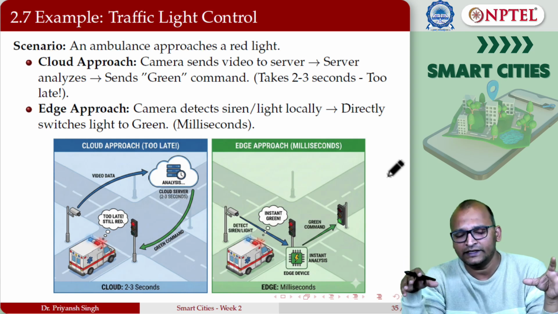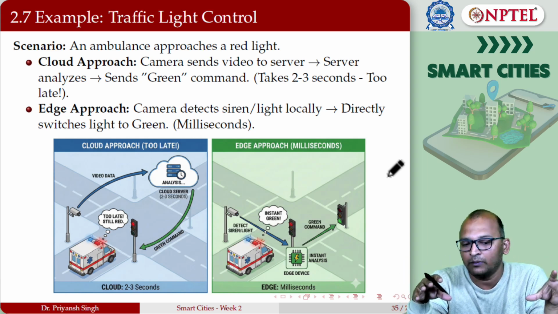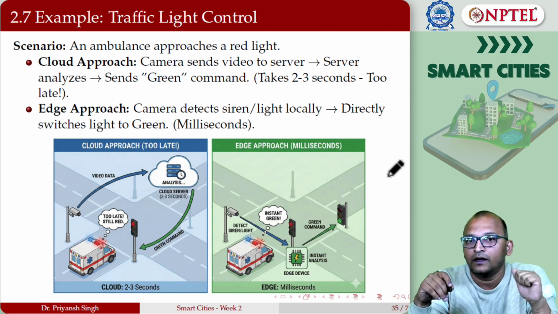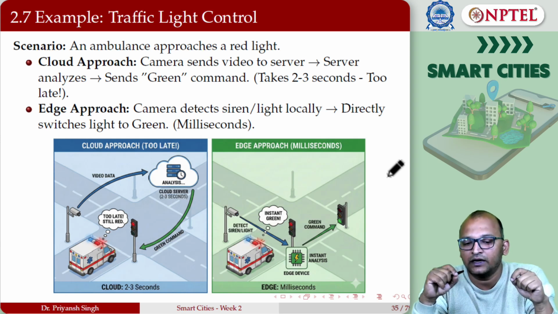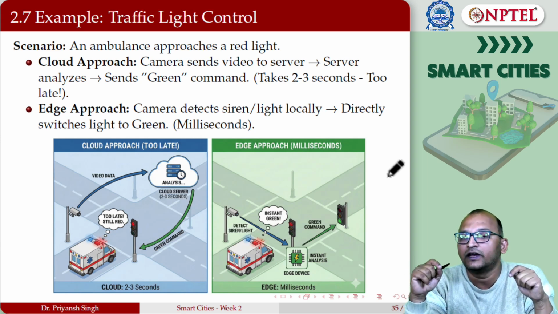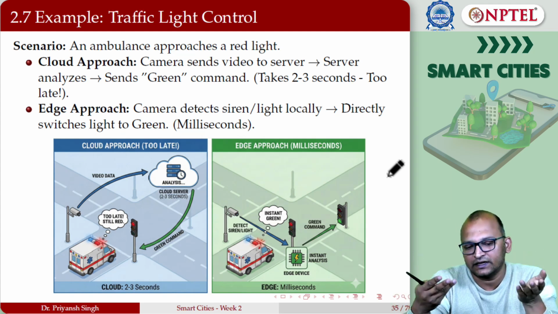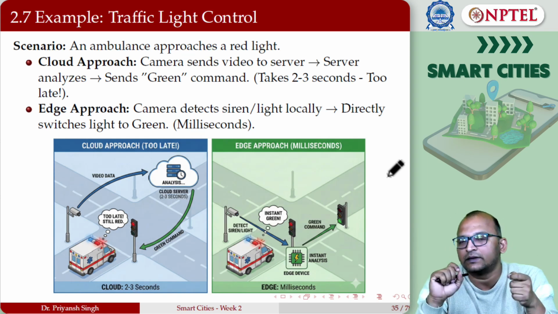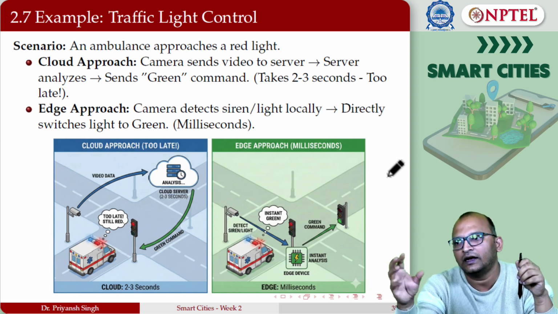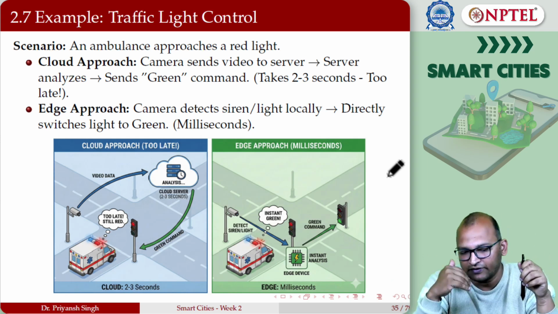For example, let's try to understand a scenario in traffic. Let's suppose we have an ambulance which is approaching a red light. Now in the first approach, which is cloud computing based, the camera will send a video to the server and the server will analyze the scenario, like some ambulance is coming and we need to give a green signal, and based on this analysis the signal will become green. It will take some 2 to 3 seconds because the data needs to be sent to the server, processed, and then the server sends its response to the traffic light.